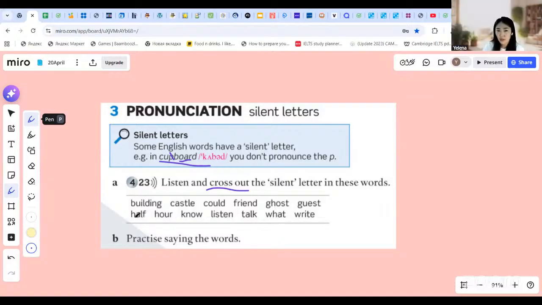Okay, Saihan, please say the word and just say what letter is silent. Okay, the first one. Building. What is the silent letter in this word? I think U. Yes, that's right. U. Good job. The next one. Castle. Listen. Silent letter T. Yes, right. Next. Could.